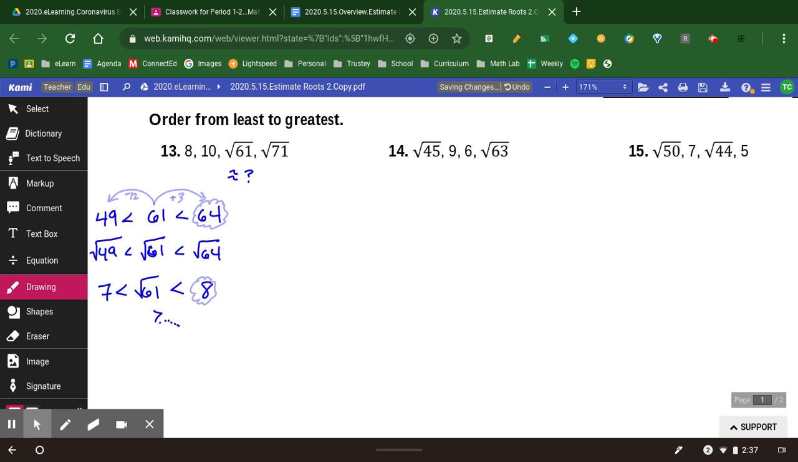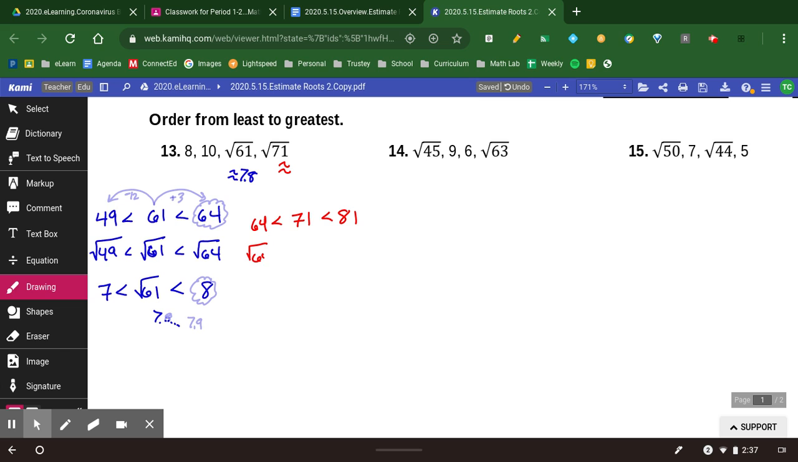Maybe we say 7.8. Maybe we would say 7.9. So I'm going to go ahead and write that the square root of 61 is awfully close to 7 and 8/10. Now let's go ahead and kind of figure out the same thing as we examine the square root of 71. So 71, a little bit larger than 64, a little bit smaller than 81.